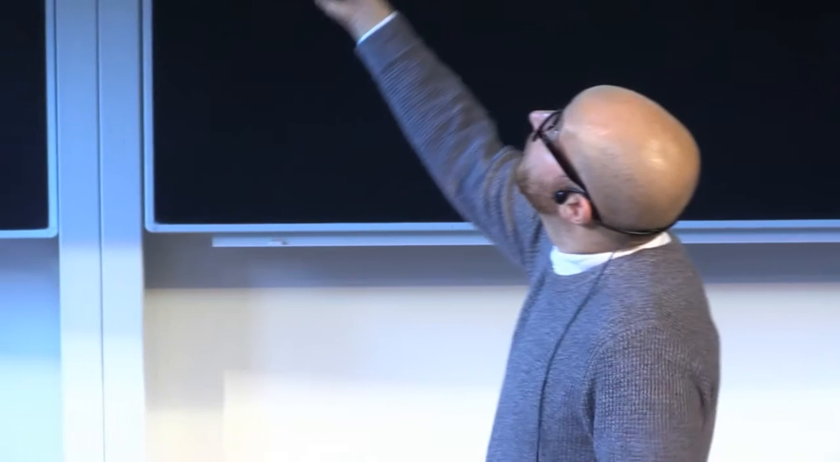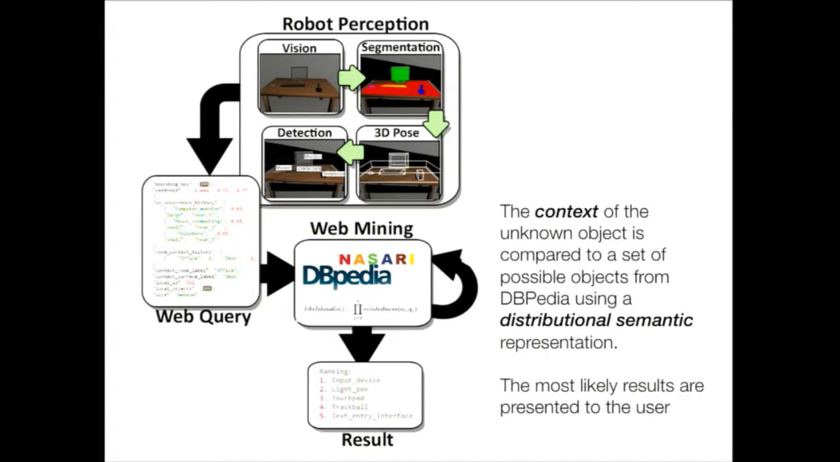If we do that, we can end up with a ranking of objects from our universe of objects based on their combined similarity to the observed objects. So in this case, where we know there's a monitor and a mouse and a phone or something, the ranking that we get out is input device, light pen, touchpad, trackball, and text entry interface. The thing we didn't know in this case was a keyboard. So text entry interface is probably pretty good, and input device is pretty good.